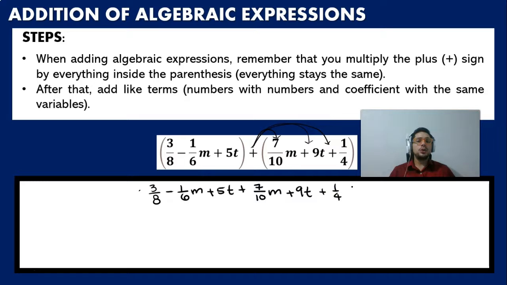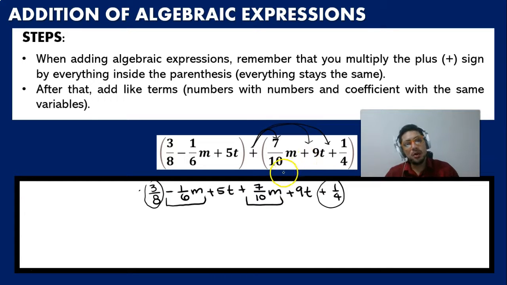And now we're going to go to step number 2, which is adding like terms. So we are first going to be recognizing the like terms. So 3/8 is a number, and 1/4 is a number. So these are two like terms that we can reduce. Minus 1/6 m and plus 7/10 m, since they both have m, they are both like terms. And 5t and 9t. Okay, so let's go with the variables first, right?